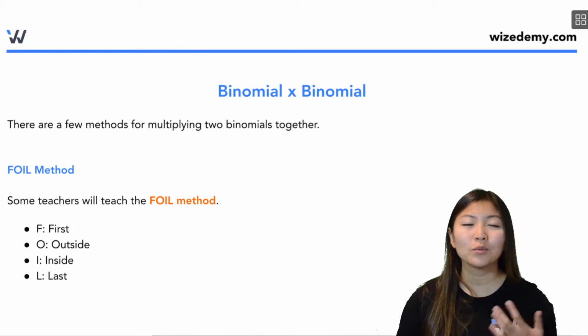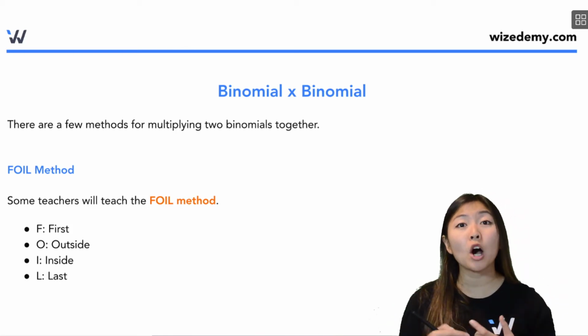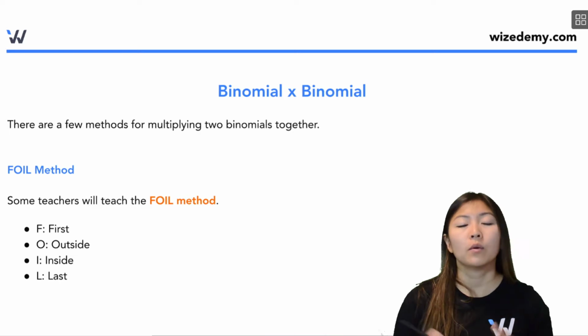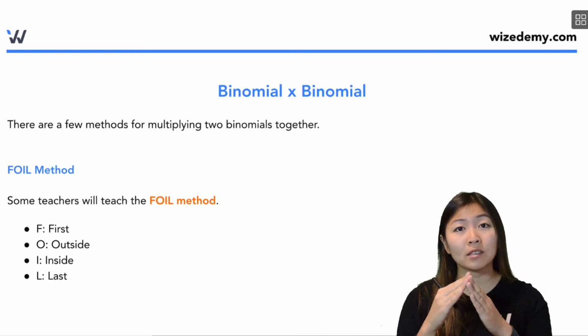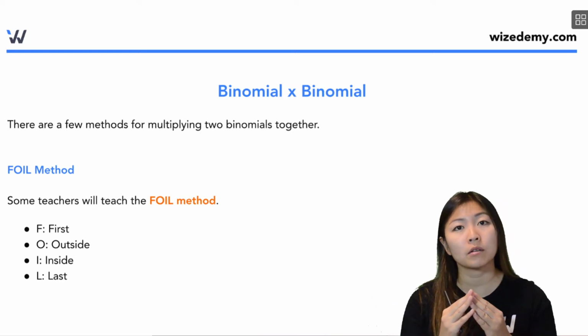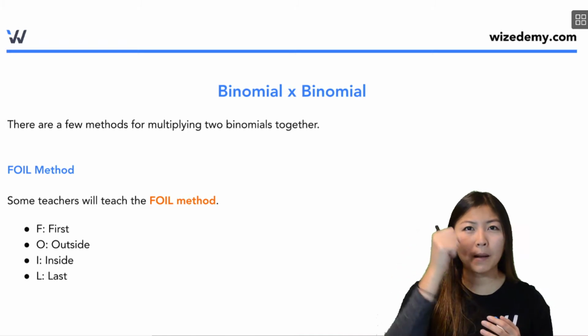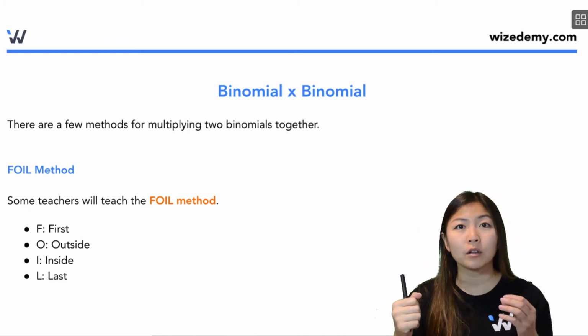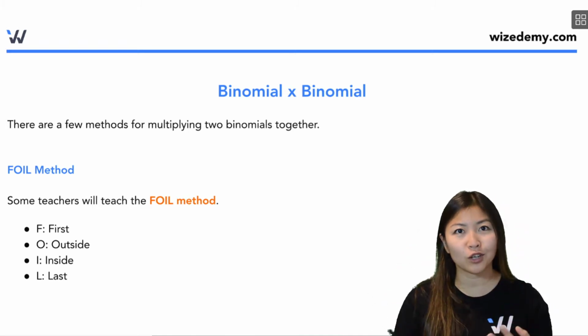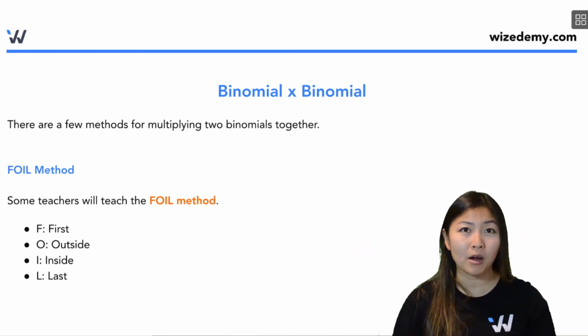In the last section, we talked about how to multiply a monomial by a monomial. We multiply the coefficients, the number parts, and we multiply the variable parts. We also talked about how to multiply a monomial by a polynomial. We use the distributive or the handshake rule, where we multiply each term by that monomial.